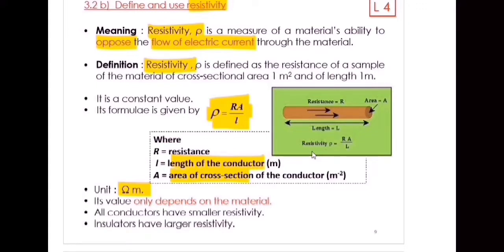And the value depends on the material, so it depends what type of wire we are actually using. Conductors can transfer current very well, so we say conductors have smaller resistivity because they resist the current in a very small amount. Compared to that, insulators cannot transfer current well, so they have larger resistivity. More current is stopped or resisted. So that's about conductors and insulators.